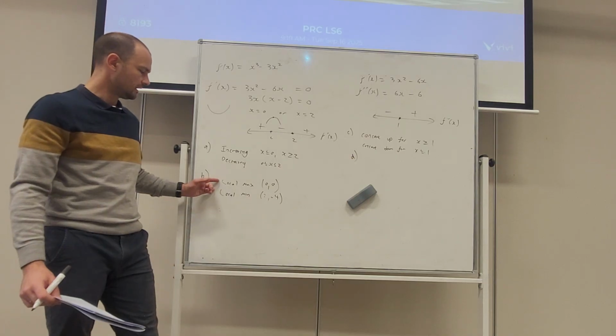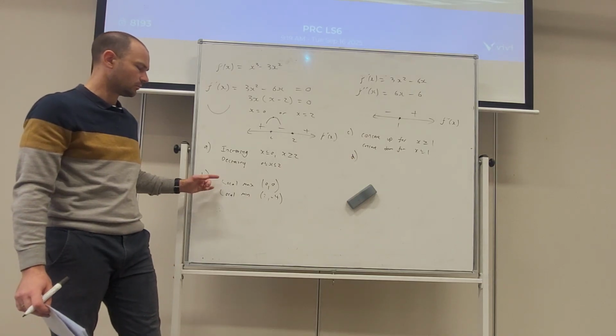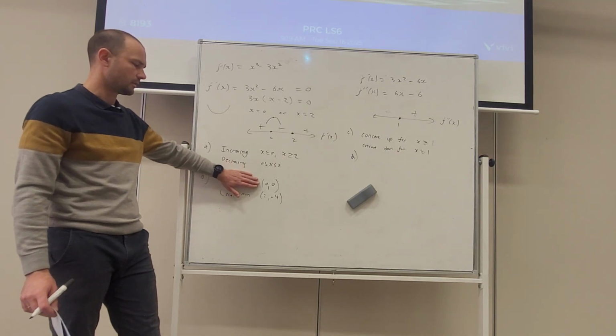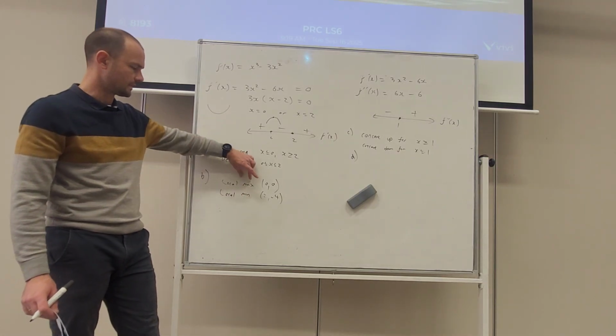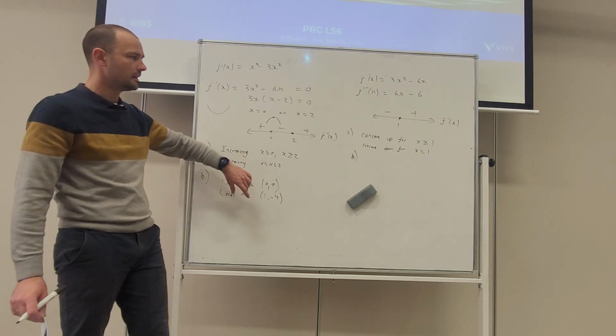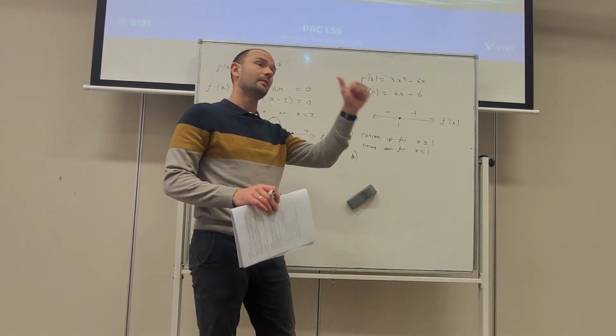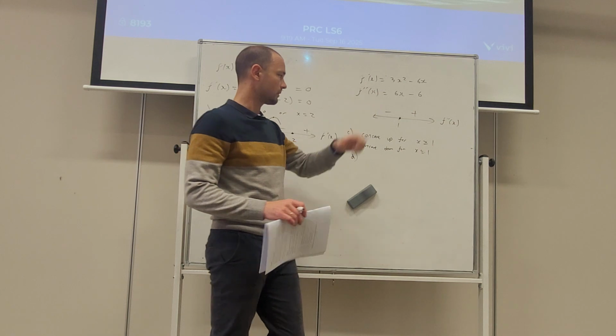Like here, these are stationary points. We wouldn't just say "stationary point" and "stationary point." We have to say what kind of stationary point they are. Similarly, here we need to say what kind of point of inflection it is. We either have stationary or non-stationary.